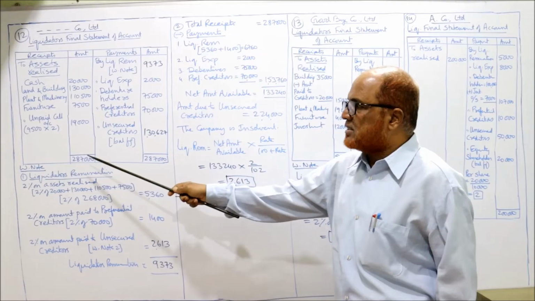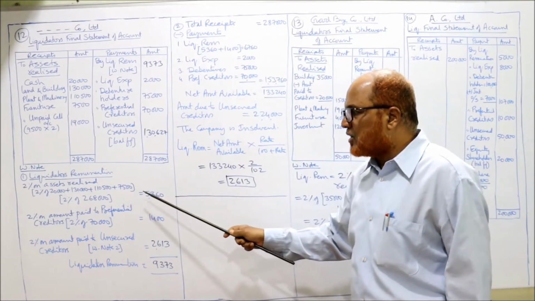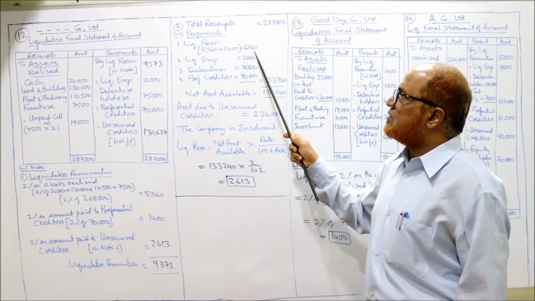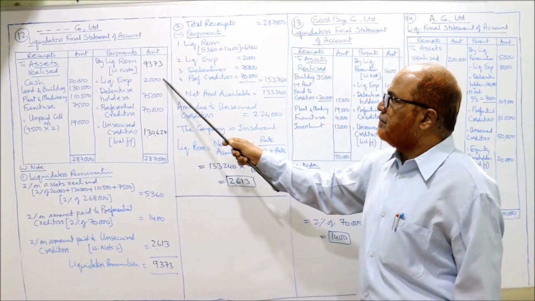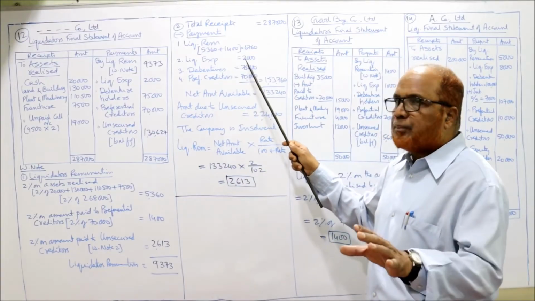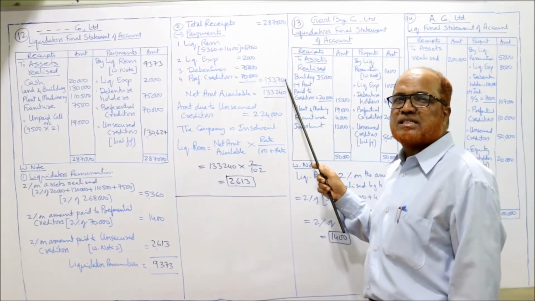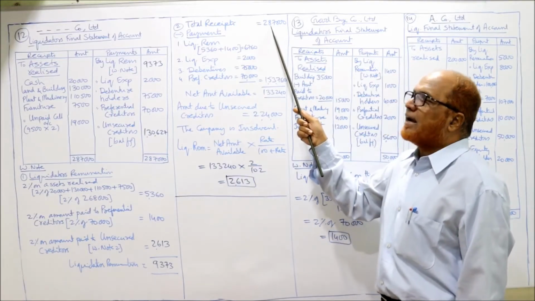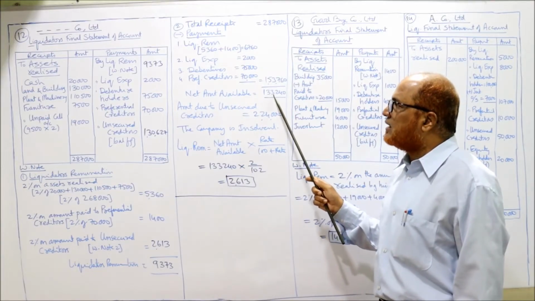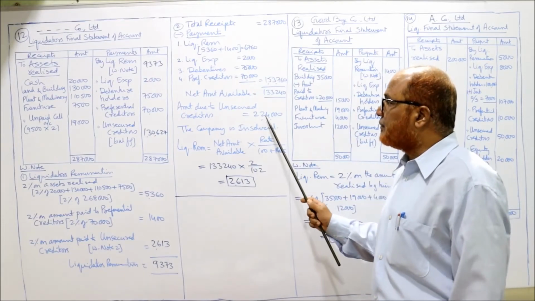Total receipts are 2,87,000. Receipts minus payments. Liquidator's remuneration 5,360 plus 1,400 comes to 6,760. Liquidation expense 2,000. Debenture holders 75,000. Preferential creditors 70,000. So up to this point the total payments are 1,53,760. The total receipts are 2,87,000. Payments are 1,53,760. Net amount available is 1,33,240.